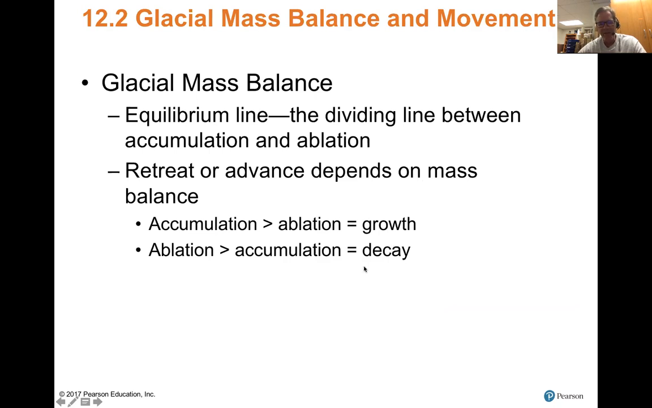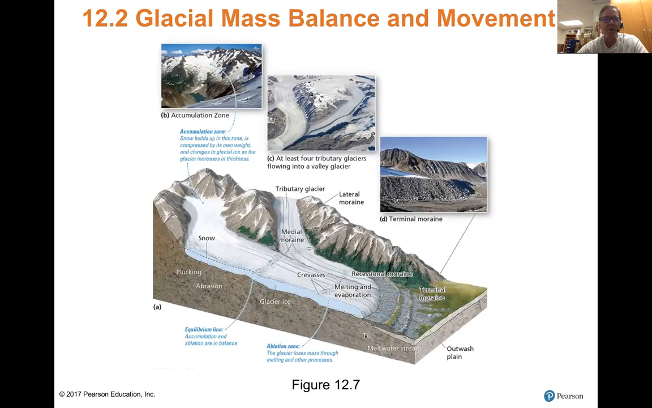And again, you can get ablation through climate change, and as the temperature warms up, as the atmosphere warms up, glaciers start to melt and they start to lose their mass and they will decay. So here's your accumulation. This is in your book, so pay close attention to this. Here's your accumulation zone where the snow builds up. It's compressed by its own weight.